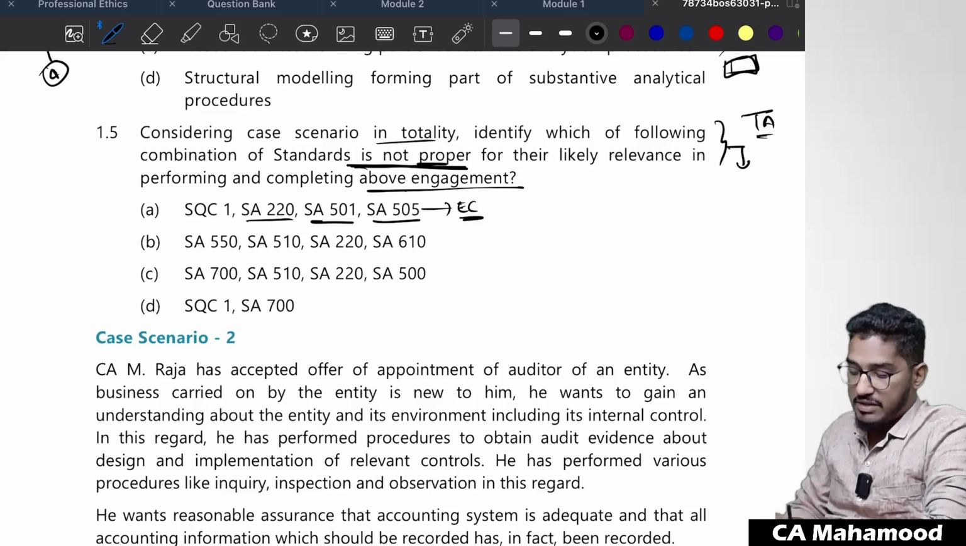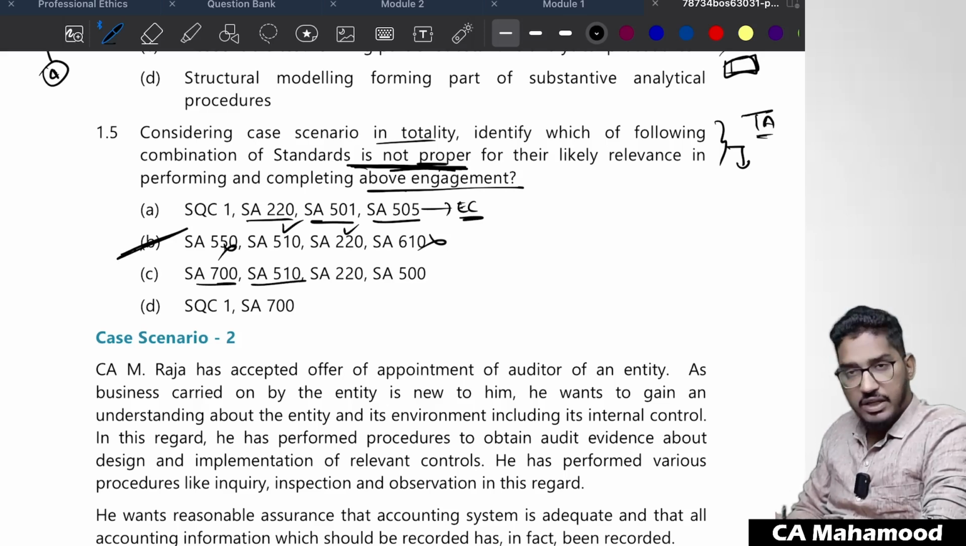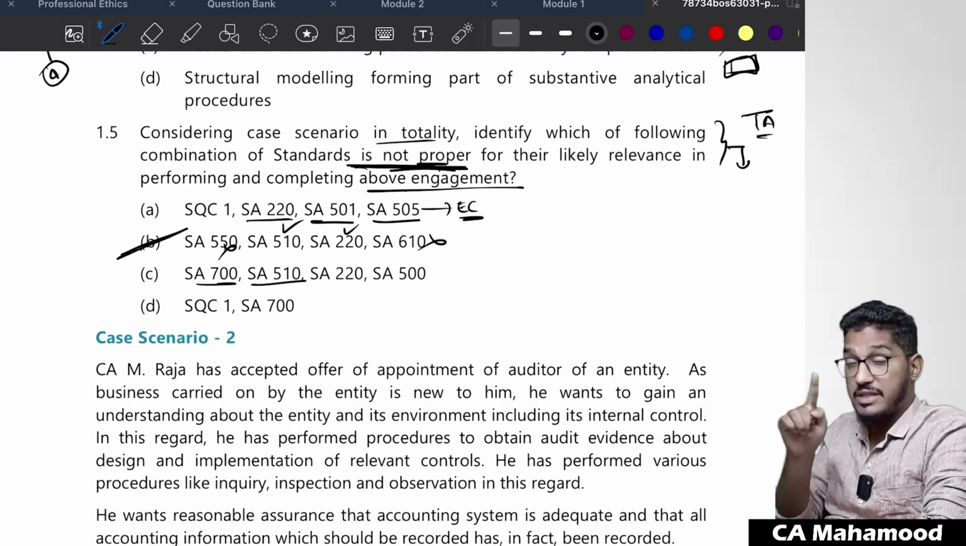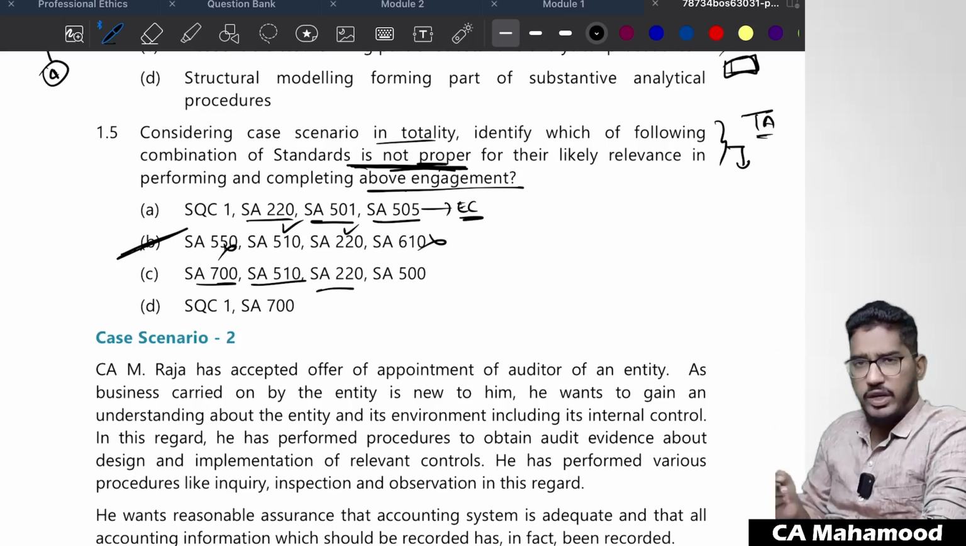If you come to option B, SA 550 is not relevant, 510 is relevant, 220 is relevant, and 610 is also not relevant. They are only asking for the not proper combination, so this is the not proper combination. Next one, SA 700, forming an opinion, relevant for every audit. SA 510, initial audit engagements. In the given case, the auditor has accepted the audit for the first time, so SA 510 also becomes relevant here. SA 220 quality control is relevant, SA 500 audit evidence is relevant.